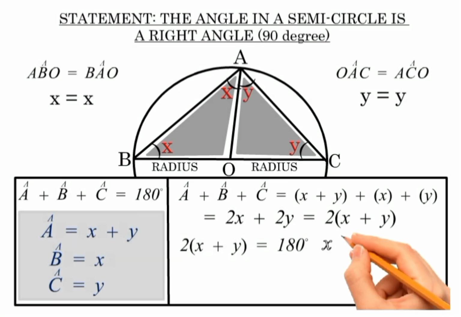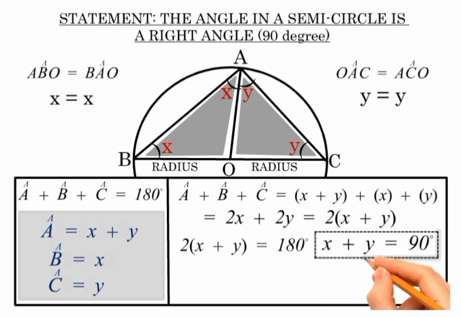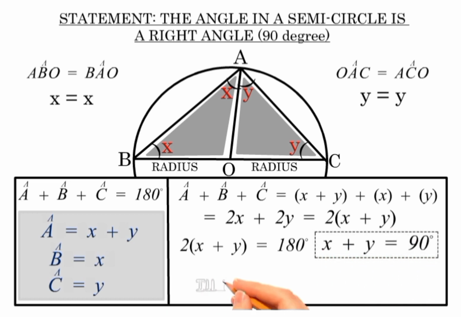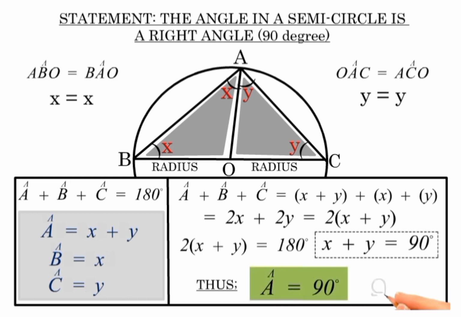And the result becomes x plus y equals 90 degrees. Don't forget that A is equal to x plus y. Since x plus y is equal to 90 degrees, A is equal to 90 degrees, and the proof is complete. Note that the theorem can also be proved in another way. This is something we will still do in the long run.